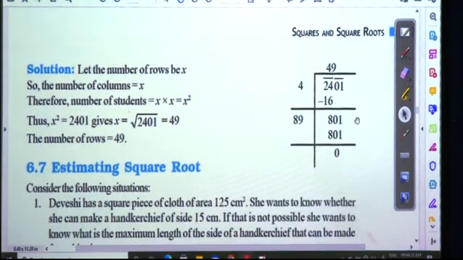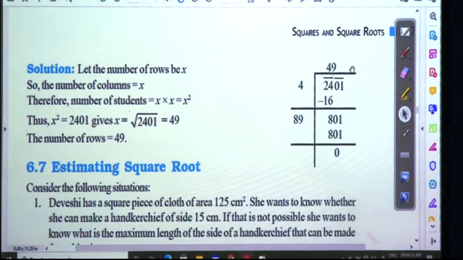Here we can see it is the square root of 2401. It has been calculated by the division method. Now, making the groups, one group of 01 and one group of 24. First, considering 24, the nearest square is 16, because 4 square is 16 and 5 square is 25. So, 4 square is 16, 24 minus 16, 8 is remaining.